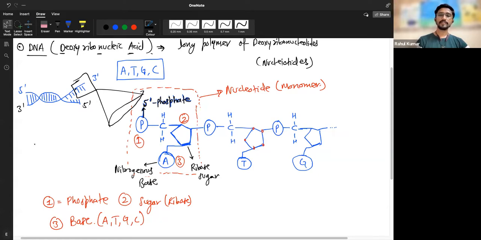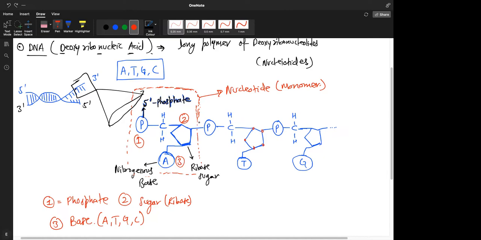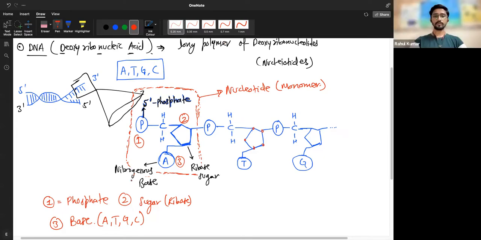It's called a polynucleotide chain. And one single unit, which I have marked in red, is a single nucleotide. Done, everyone? Shall I move forward?